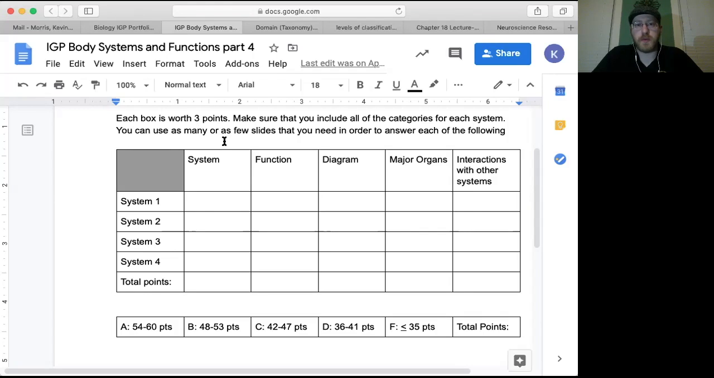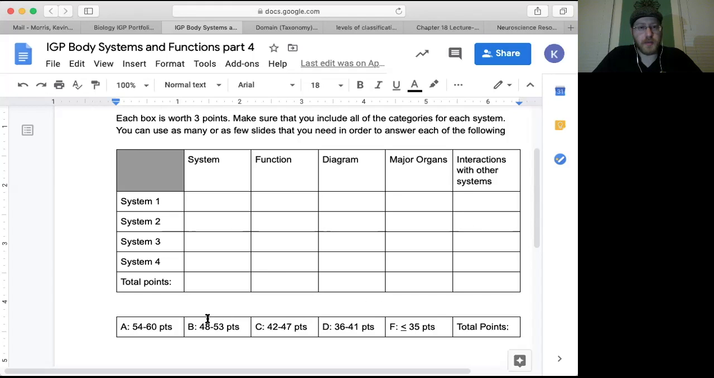Each box is worth 3 points. Make sure that you include all of the categories for each system. You may use as many or as few slides as you need to accomplish each of the following. Make sure that you've labeled which system you are choosing. Make sure that you have described the function of it. Make sure you have a diagram or a picture of it. Make sure that you include all of the major organs, and then how it interacts with those 2 other systems. Same thing with systems 2, 3, and 4. You will receive 3 points for each one of these boxes that you successfully complete.